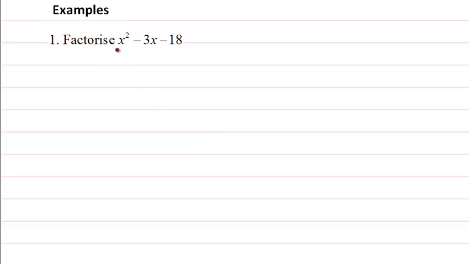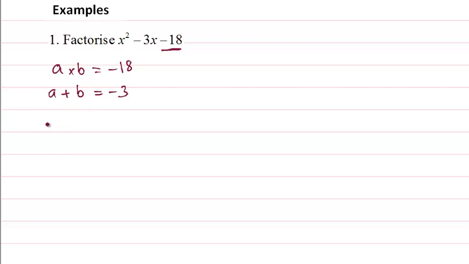So this is a quadratic equation, and we can have 2 brackets. Now how we find the numbers in the bracket is like this. We're looking for factors of minus 18 which add up to minus 3. So there are two numbers, a times b, and the answer is minus 18. But when we add these two numbers, a plus b, the answer is minus 3. So we have to find this a and b.